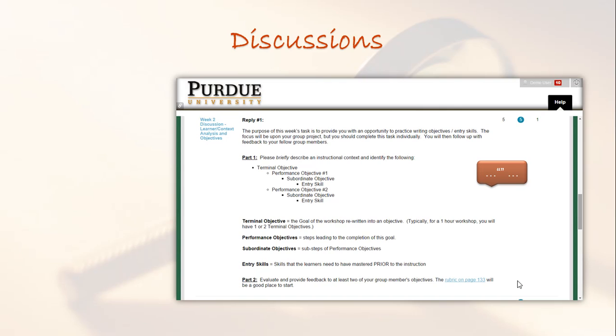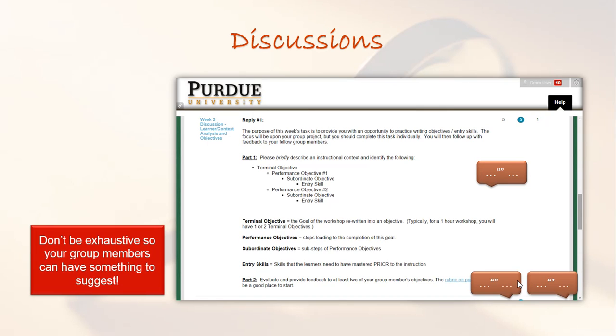So you're required to do one initial response to the reply prompt, or one initial message, and then 2 responses evaluating your classmates' work. One idea here is don't try to be exhaustive, so your group members can have something to suggest. So don't try to provide every possible objective that you can use. Maybe do this exercise for 1 terminal objective or 2 at most.